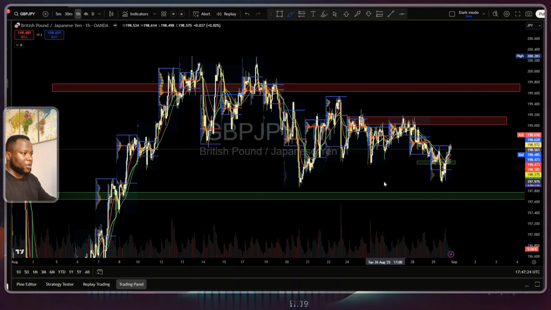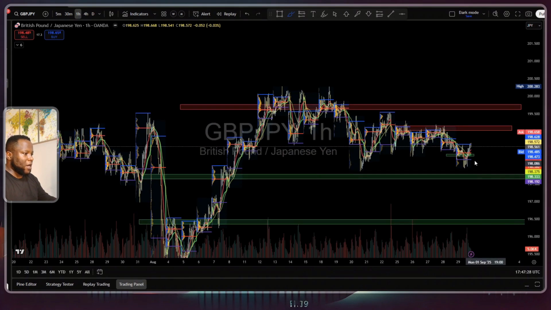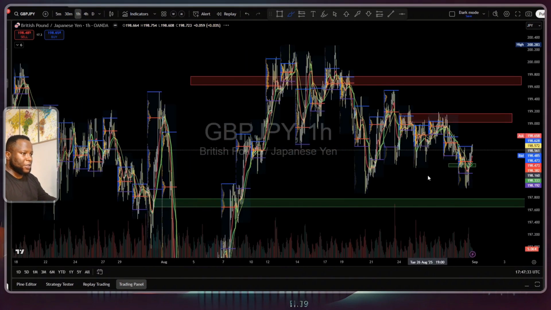So put this on your charts. This is a setup which I've traded a lot of times. Mark your zones. We have buy zones and sell zones, and that's all I can say about this pair.